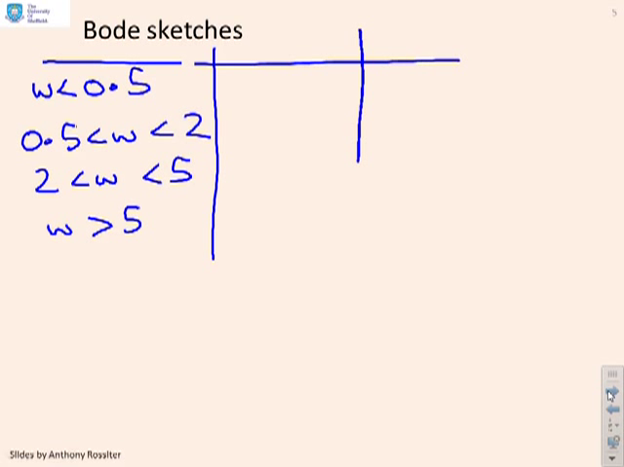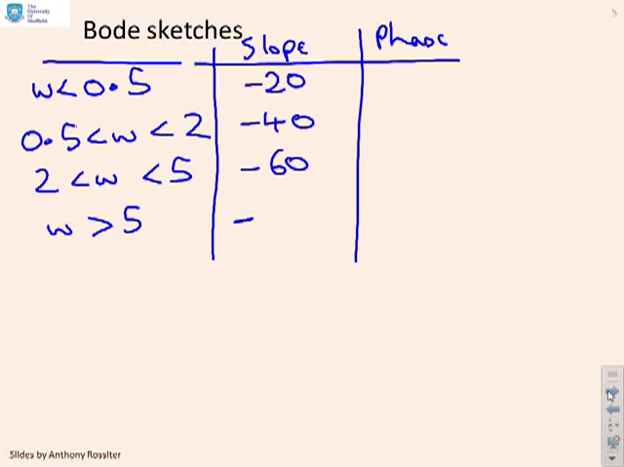Now, if I'm looking at Bode asymptotes, in the gain plot I'm interested in the slope, and in the phase plot I'm interested in the phase asymptote. Now, because 0.5 and 2 are both poles, the slope's going to start at minus 20 with the integrator, then go to minus 40, then minus 60, and then back to minus 40. And the units of all these slopes are decibels per decade. The phase asymptote will match, so you'll get minus 90 there, minus 180 there, minus 270 there, and minus 180 there. So that's the basic asymptote information.